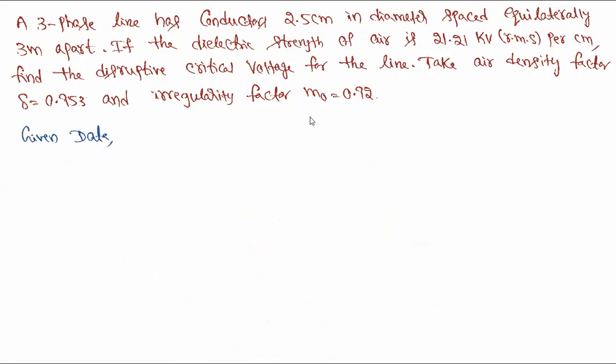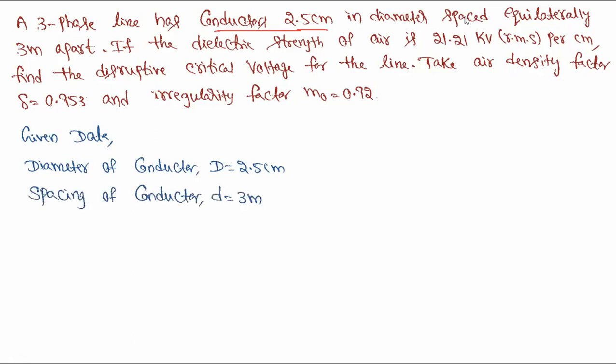Just to go through this once more, the given data clearly mentions a three-phase system. The diameter is 2.5 centimeter. The spacing of the conductor is an equilateral triangle, so all the sides should be equal: D1 equal to D2 equal to D3 equal to D, which is 3 meter.